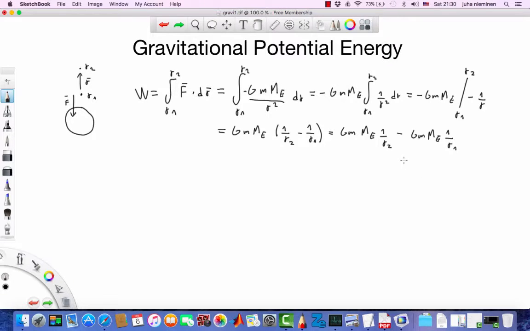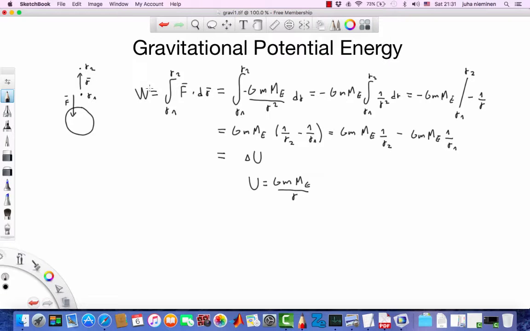As you might have guessed, we are after the gravitational potential energy, and we are tempted to write that this is just the change in gravitational potential energy, where U is the actual quantity, G m M_E divided by r.